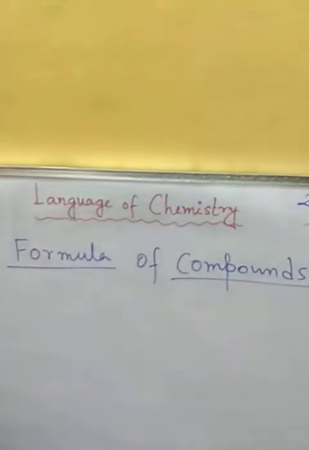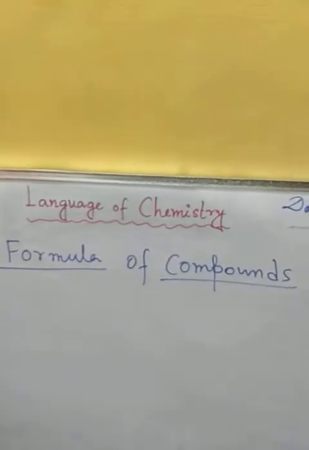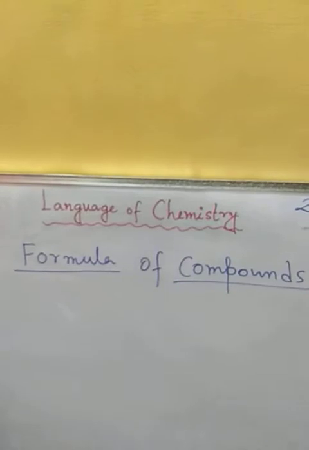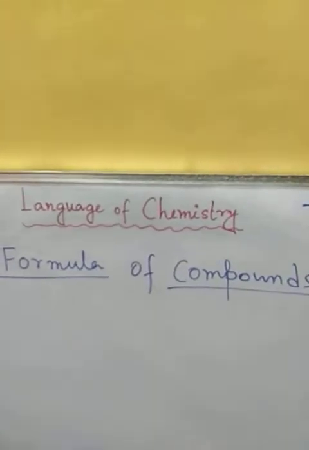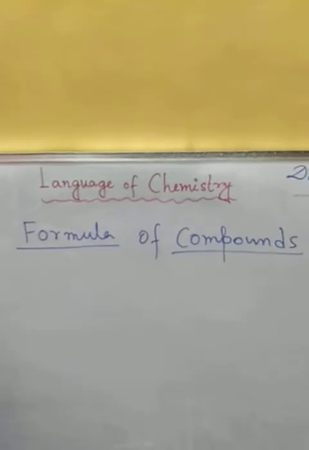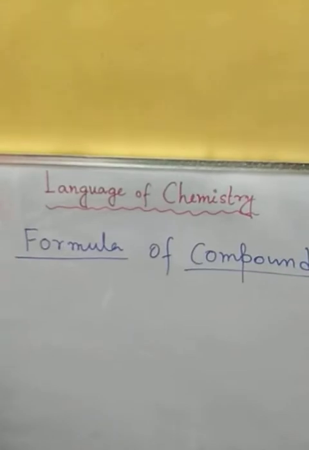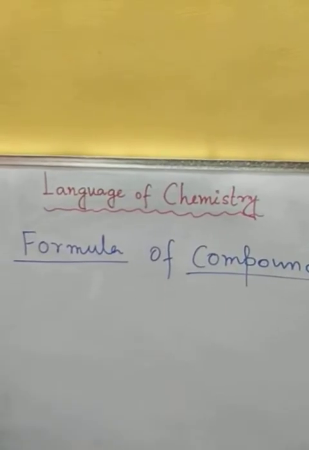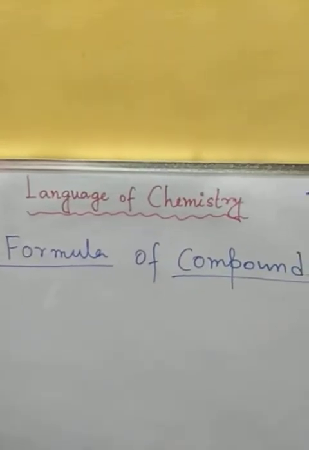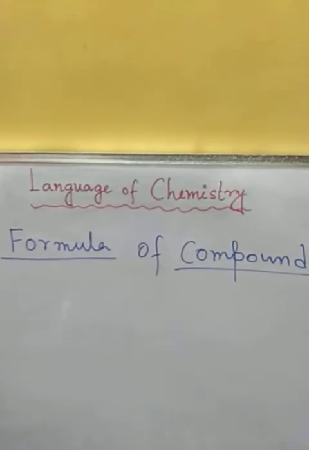So with the symbol, everywhere we cannot write the name of the compounds or the name of the elements. So we represent the compounds or elements with their formulas, and for that we will be using the symbols of each and every element.